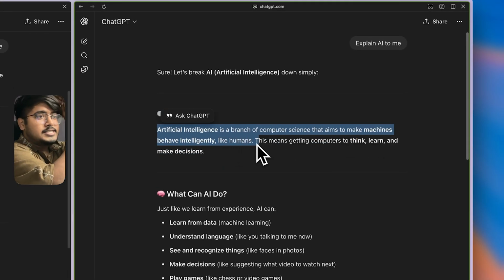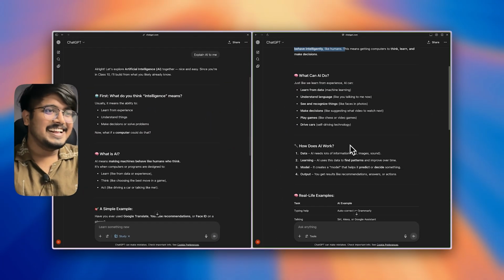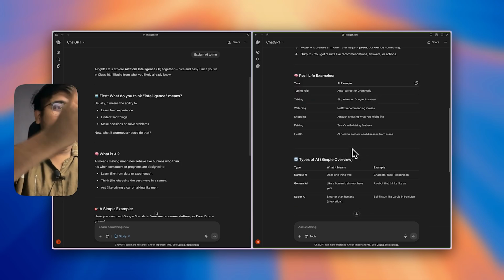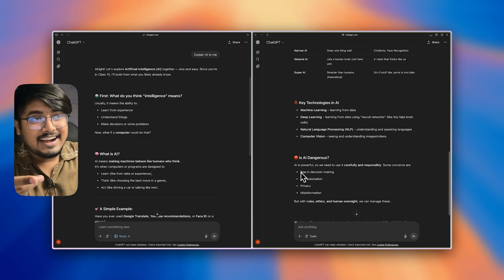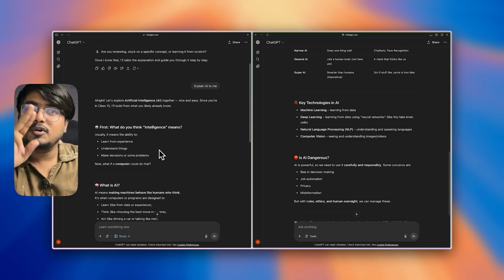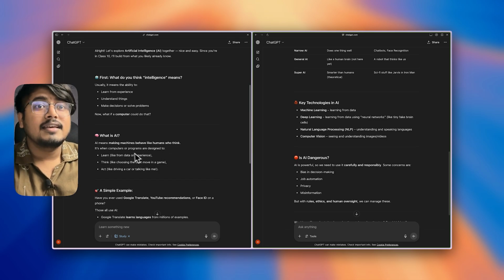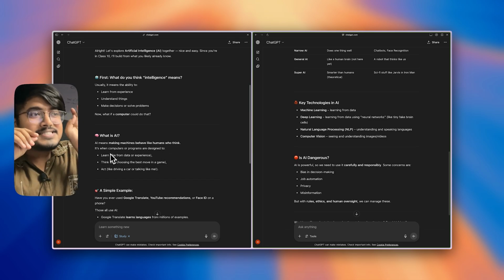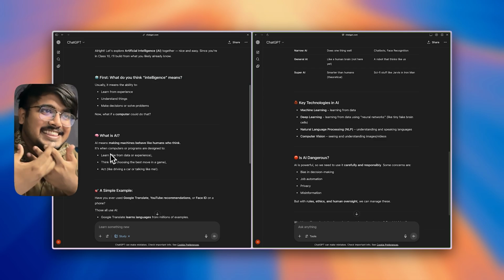So it just gives me complete data straight, with examples, how it works, some real life examples, types of AI, key technologies in AI, and whether AI is dangerous. But just look here. In study and learn mode, you will not just understand what intelligence is, you will understand what AI is. And in that, you get all the key concepts for our 10th grader, for someone who wanted to understand that concept.